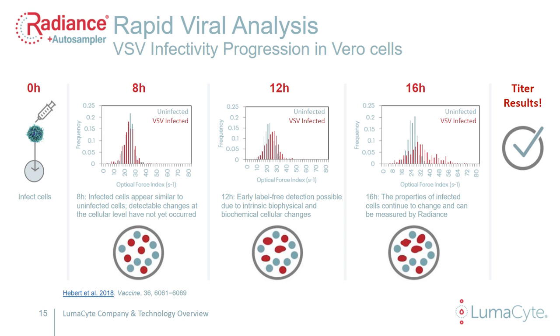So an introductory example is shown here for vesicular stomatitis virus infectivity in Vero cells. If we infect at 0 hours and we start looking at 8 hours with Radiance, looking at the optical force index, which is a size-normalized parameter that we measure, we see there's really not much difference between the two. But by 12 hours, the infected sample in red starts to shift to higher optical force index, and by 16 hours, there's a very significant difference, and there's a large portion above an optical force index of 40 that are completely separate from the uninfected control. Just like in flow cytometry, we can gate on this and use that as a metric to correlate with the infectivity.